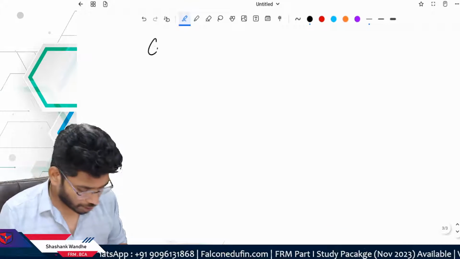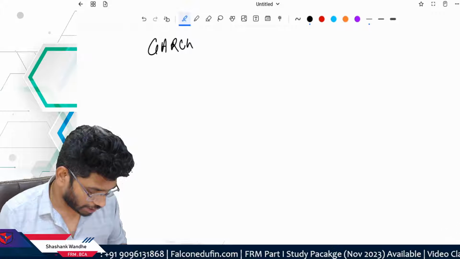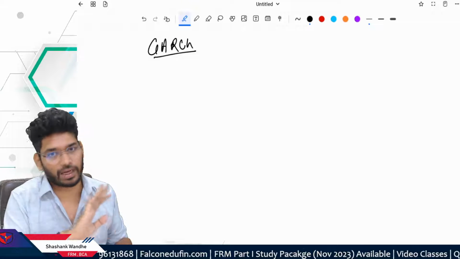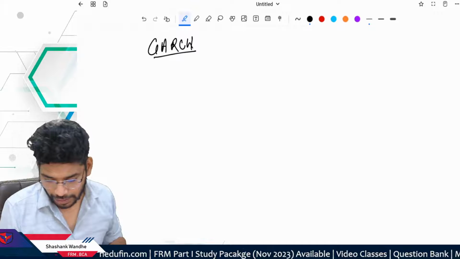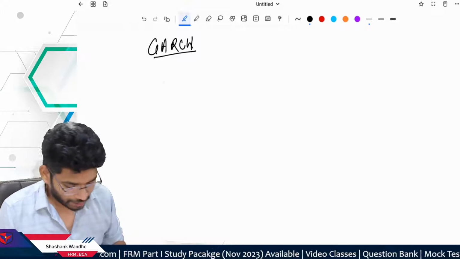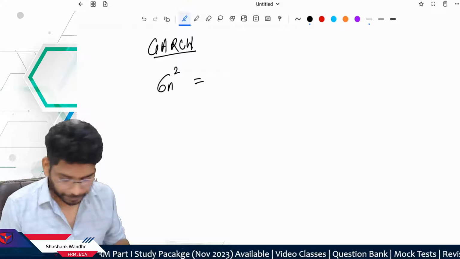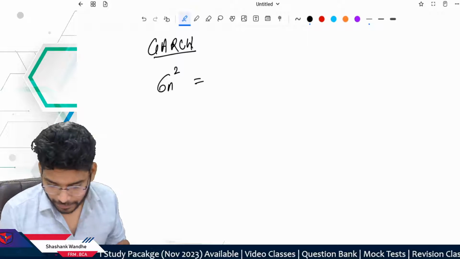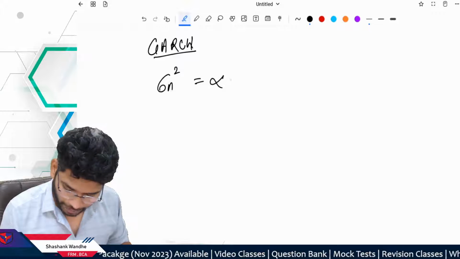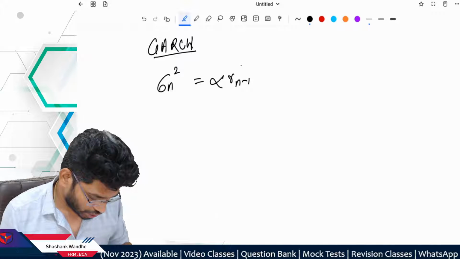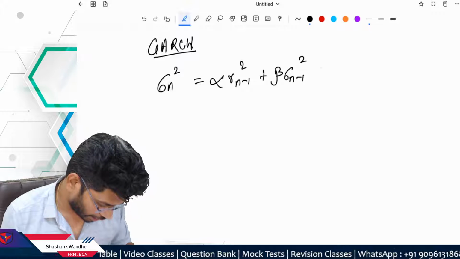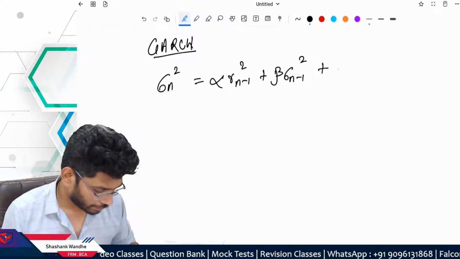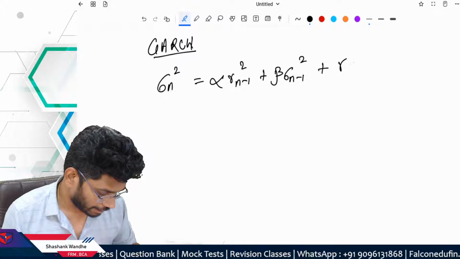Then we have the GARCH model, G-A-R-C-H, generalized autoregressive conditional heteroscedasticity. The name is not important. The question will specifically tell you these are the values, and you have to calculate the volatility using the GARCH model. For the GARCH model, this is again a similar model: alpha R n minus 1 squared plus beta sigma n minus 1 squared plus gamma VL.